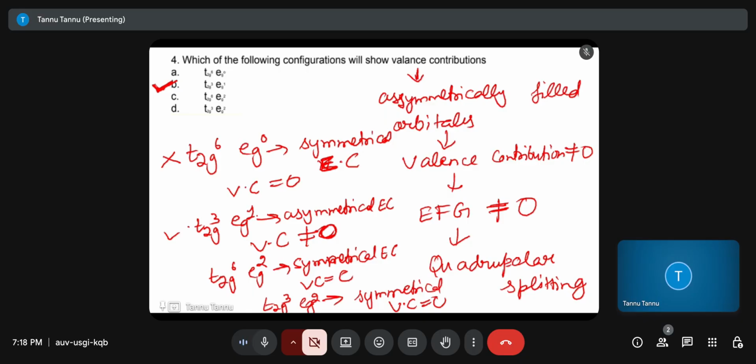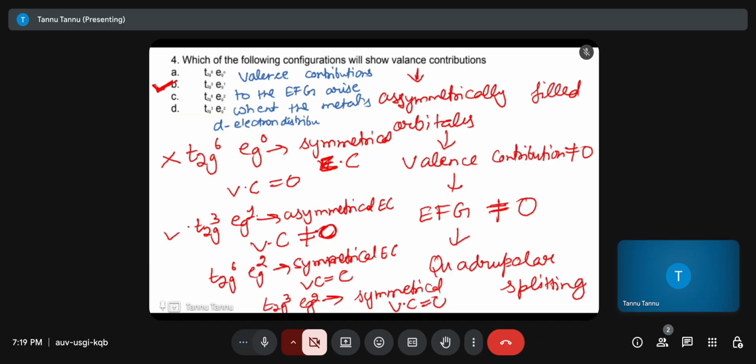So the gist is, valence contributions to the electric field gradient arise when the metal's d electron distribution is non-spherical or anisotropic.